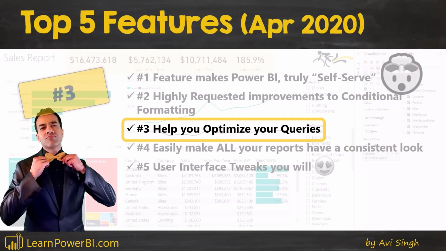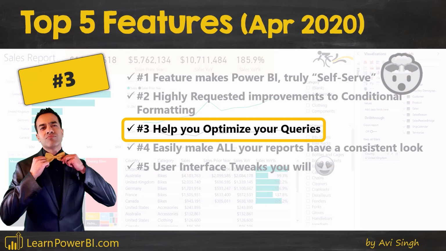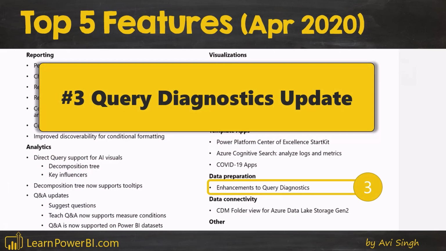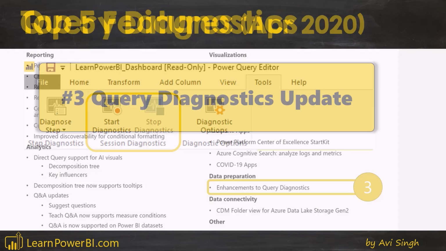So let's move on to our top 3, and the number 3 here is going to help you optimize your query. And the number 3 update is Query Diagnostics Update. So what is this about? This is not a new feature, but it has some changes.